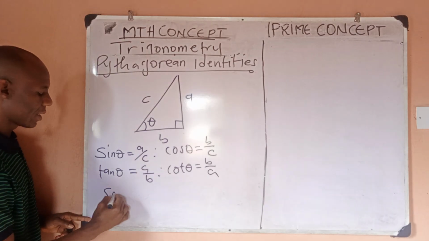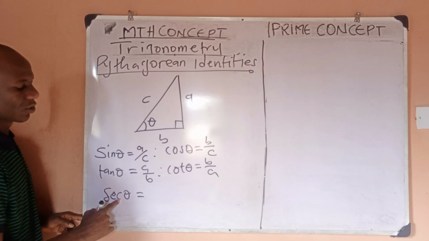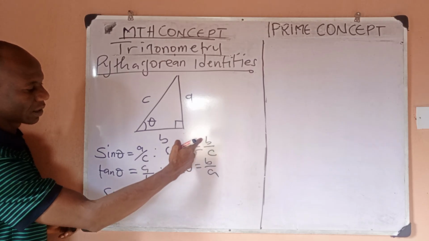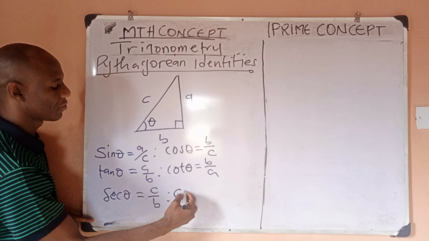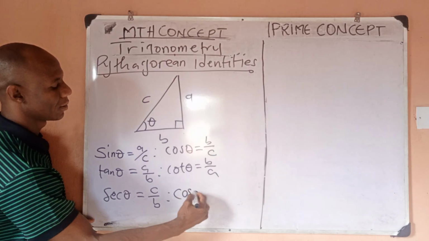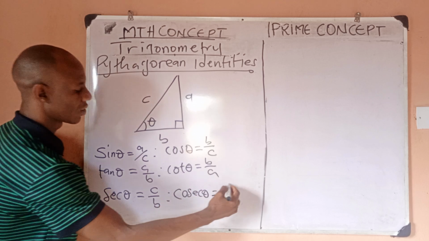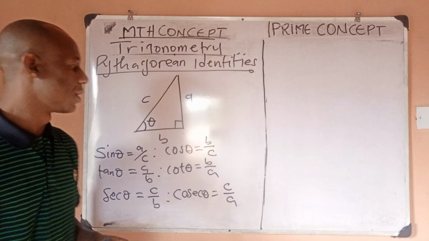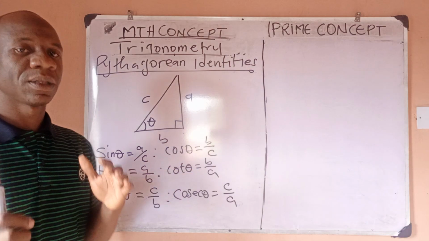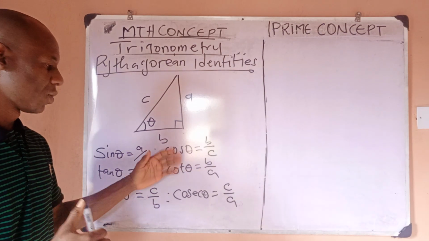We have sec²θ. Sec is the inverse of cos, or 1 over cos, rather. So which is C over B. Then finally we have cosec theta. Cosec is 1 over sine, which is just going to be C over A. We got all these things in our previous video as the basic trig ratios, right?